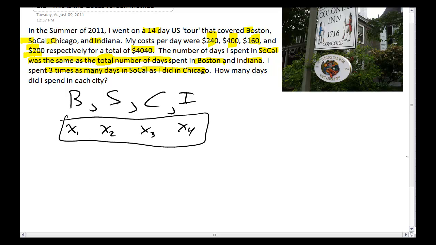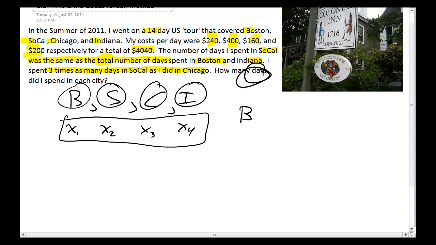So let's talk. I'm curious about how many days I spent in each city. So each of these things is a number of days. First, be very clear what your variables are. Before you start creating equations, you need to know what you're talking about. So here's the equation. Boston days plus SoCal days plus Chicago days plus days spent in Indiana equals 14. And right there's my first equation.